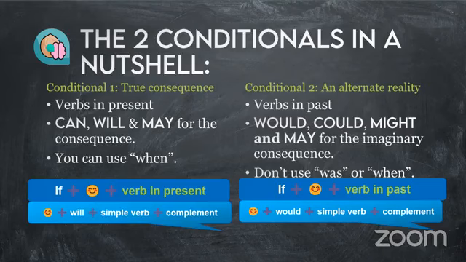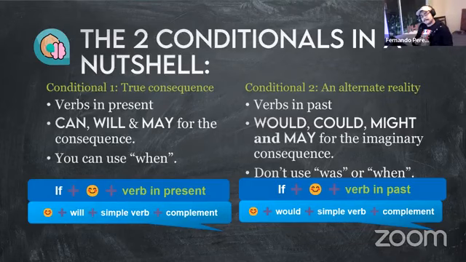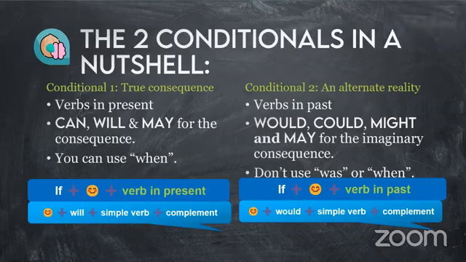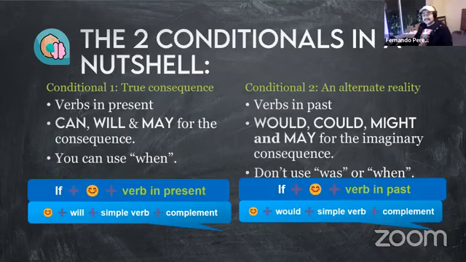If I stay at home tonight, I will watch some movie. Good. Okay. Conditional two. If I won the lottery, I could travel around Europe. Oh, very nice. That's a good example.